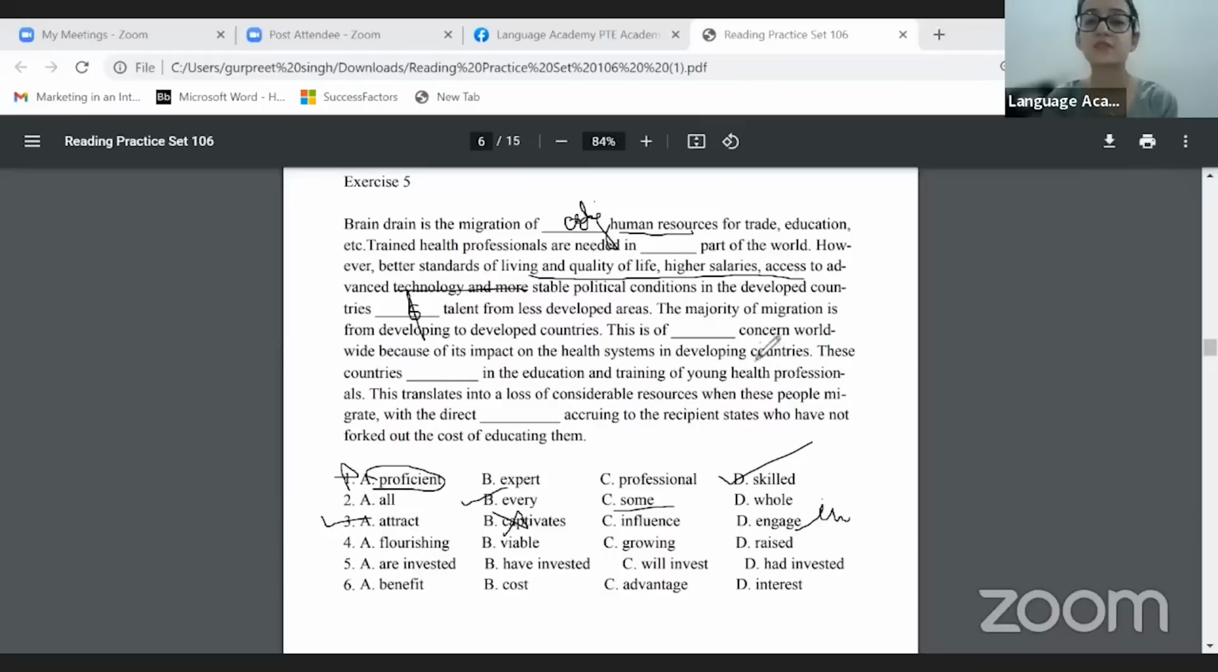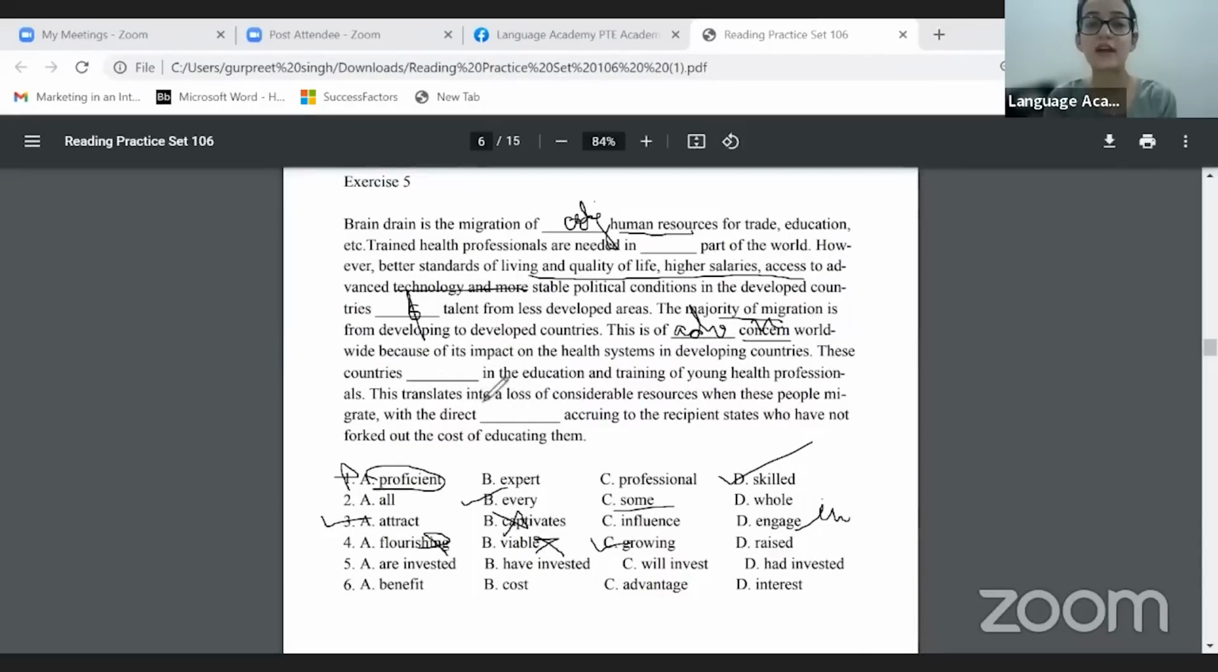Again, the sentence is absolutely complete and concern is a noun. So we need an adjective again. What kind of concern this is for the developing countries? And this is negative, right? Majority of migration, when all the skilled people, they move from one country to some other country, it's a negative thing. Concern itself means negative. So we cannot say flourishing because it's a positive word. Viable is also a positive word. Raised concern or growing concern. So with concern, it's better to say growing because it is a current scenario. We are facing it right now. It should be ing form. This is of growing concern worldwide.